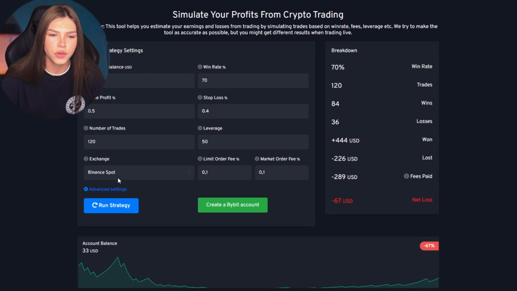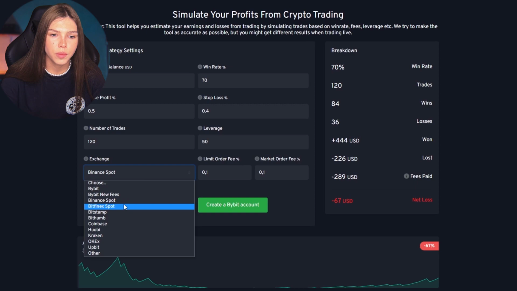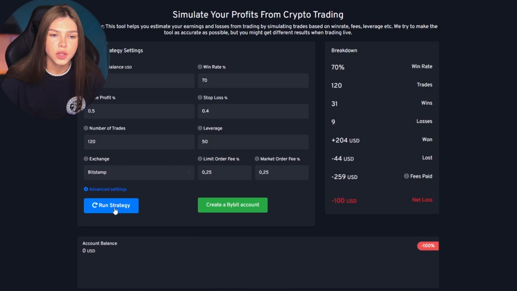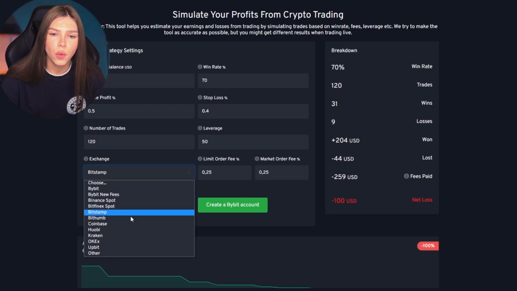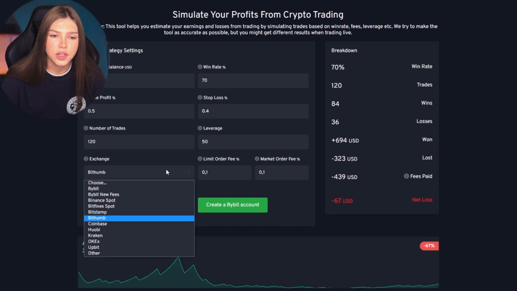So if your trading fees are high, it will eat too much of the profit and this strategy will no longer work. For example, if we use Binance here as an exchange, look at these fees. 0.1% for limit orders and 0.1% for market orders. 0.2% from the profit will be taken in fees, so that is obviously too much. So if we run the strategy with Binance, we would lose all the money after just a few trades.